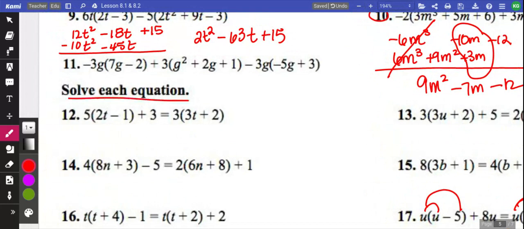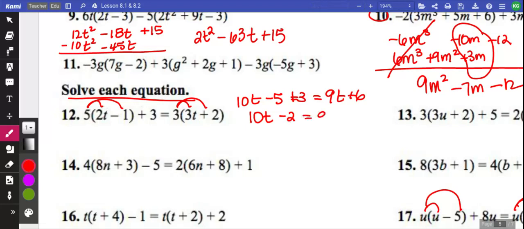That's because we got into the solve part. So this one would become 10t minus 5 plus 3 equals 9t plus 6. So combining like terms would give me 10t minus 2 equals 9t plus 6. Subtract 9t from both sides. That gives me t minus 2 equals 6. So t equals 8.